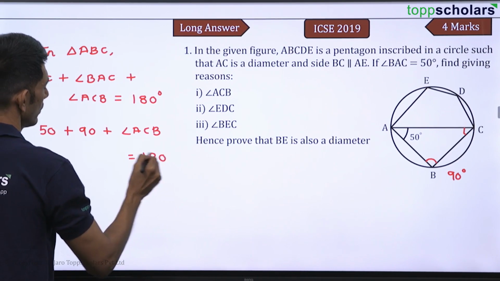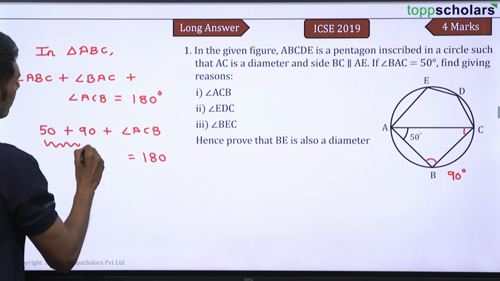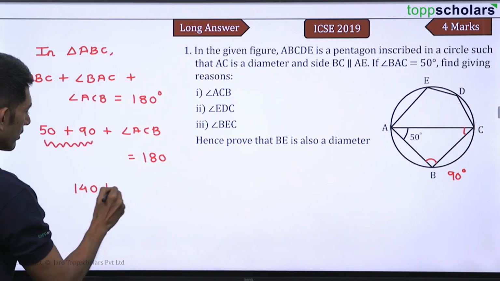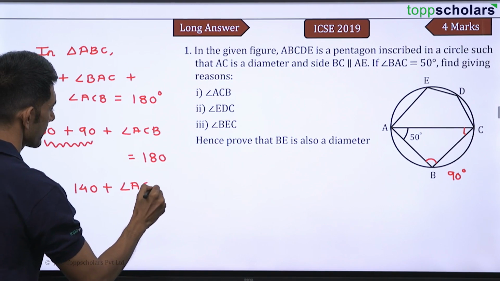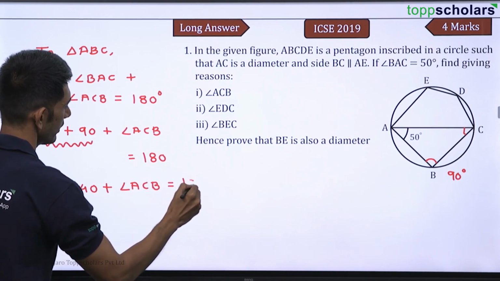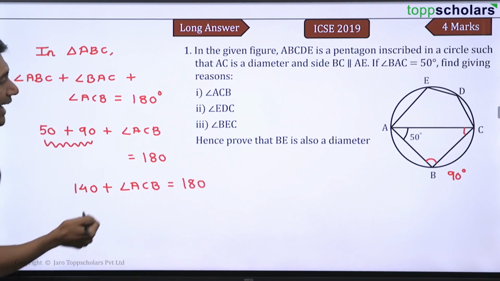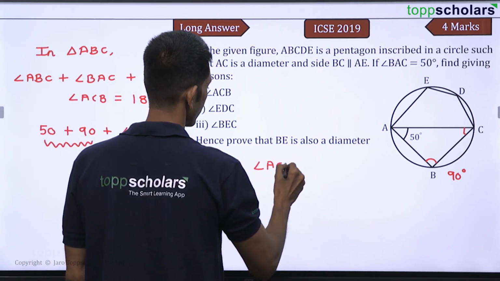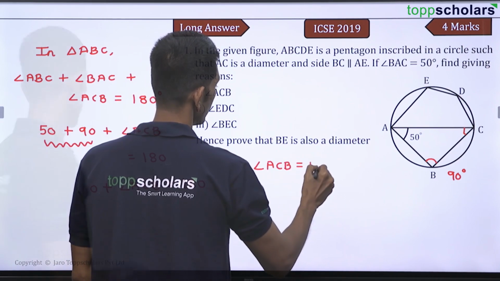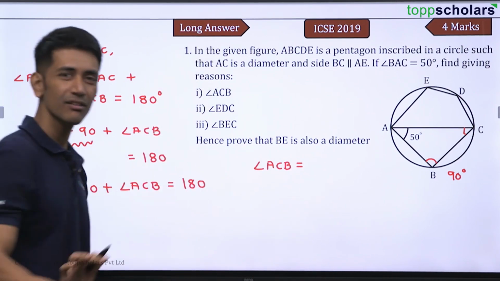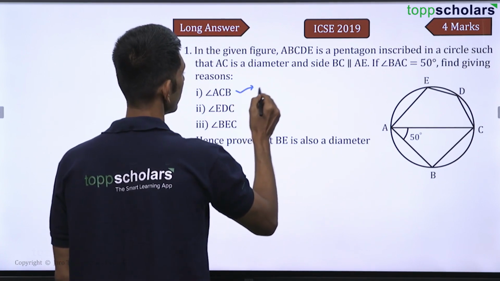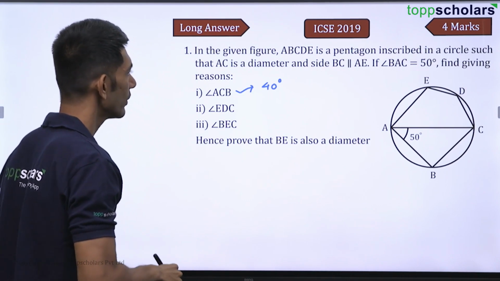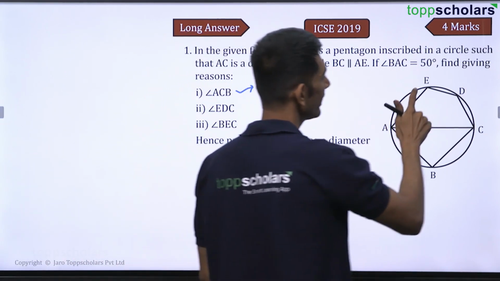is equal to 180. 50 plus 90 is how much? 140. So can I say 140 plus angle ACB is equal to 180 degrees. So angle ACB will be how much? 180 minus 140. So I can say angle ACB is equal to 180 minus 140. That is 40 degrees. This part is 40 degrees. Okay. Now we are supposed to find out the measure of angle EDC.